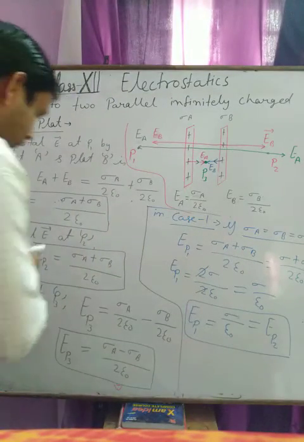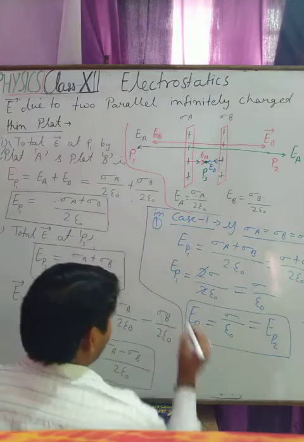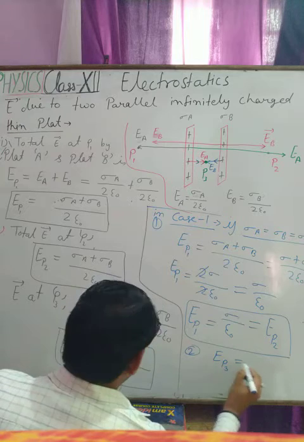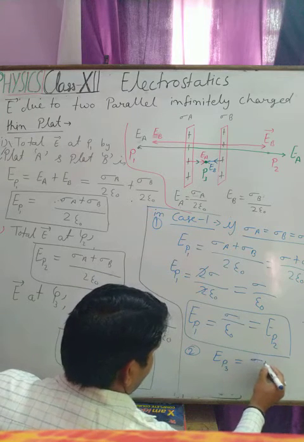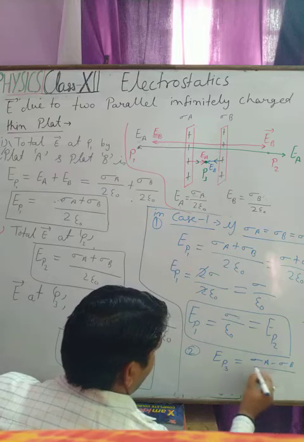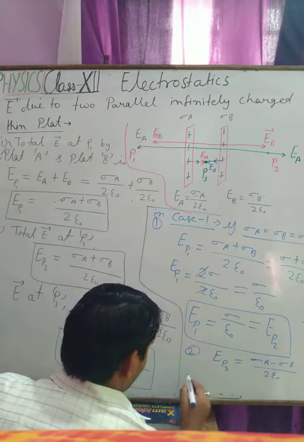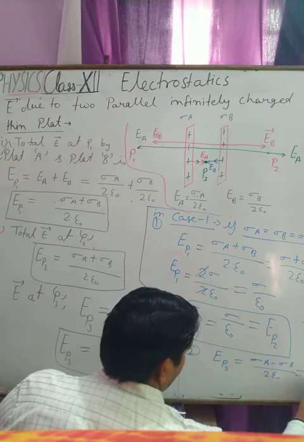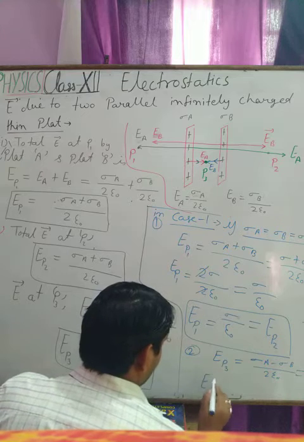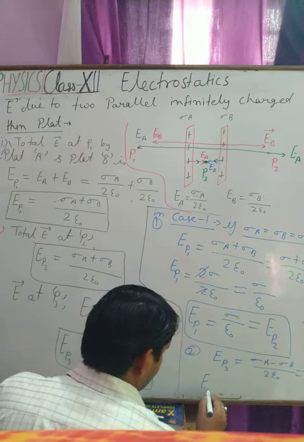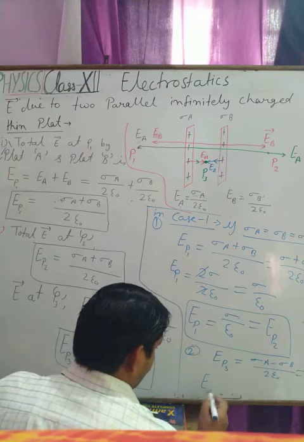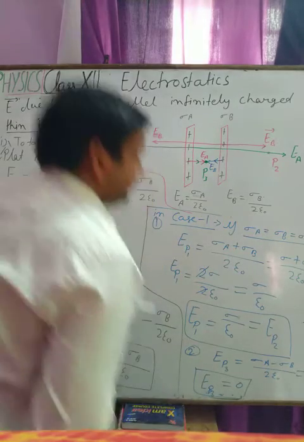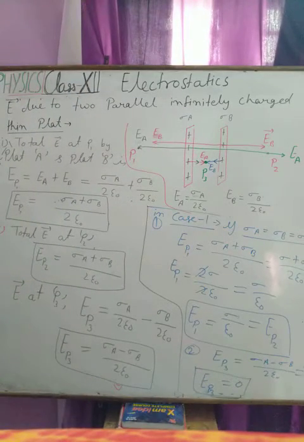And for the third case, the first condition is done, and for E3 we have sigma A minus sigma B upon 2 epsilon naught. Putting sigma, sigma minus sigma upon 2 epsilon naught, we get the result at the center between the two plates, E3 is equal to 0. This is the first case, student. Okay, just copy it.